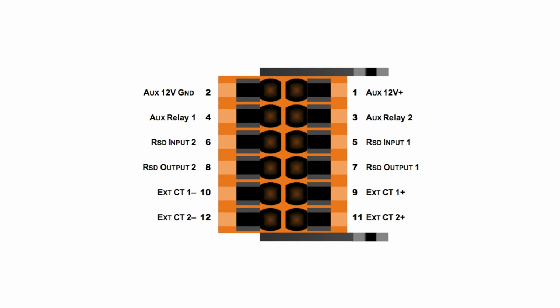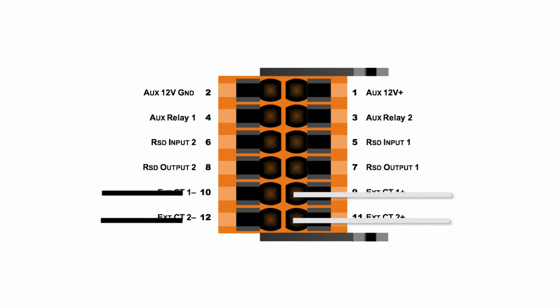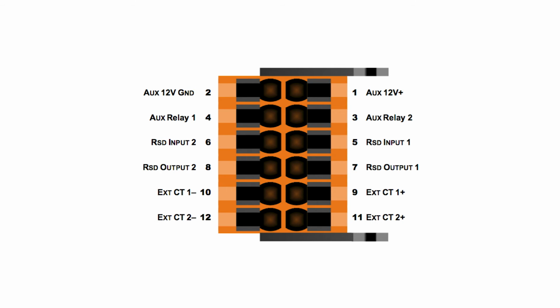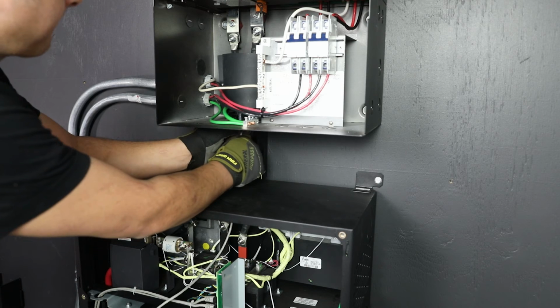The wired end of the CT connects in the auxiliary section using terminals 9 and 11 for the white pairs, and terminals 10 and 12 for the black pairs. Connect generator start wires or other accessories into the auxiliary 12-volt or relay ports if it applies.